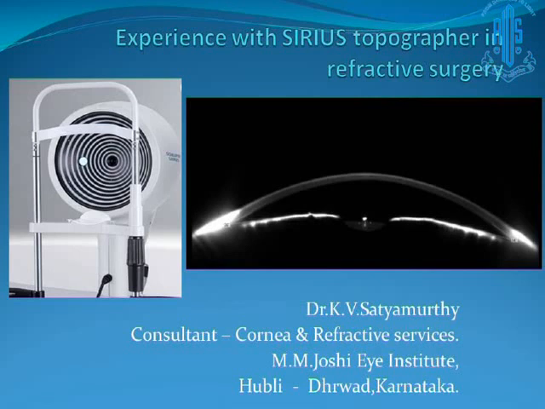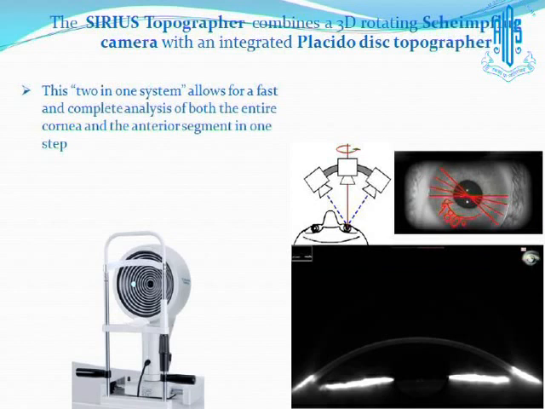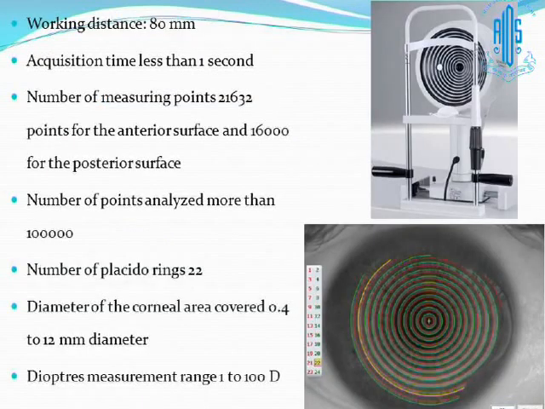As already dealt with, we have seen OrbScan and Pentacam. Now this is another system, which is a combination of Placido disk and the Scheimpflug imaging system. They provide both the reflection as well as the elevation system. Here, the working distance is around 80 millimeters. The acquisition is less than 1 second. It analyzes more than 1 lakh points, and there are about 22 cluster rings, and it measures from 0.4 to 12 millimeter diameter of the cornea, and the diopters measure up to 1 to 100 diopters.